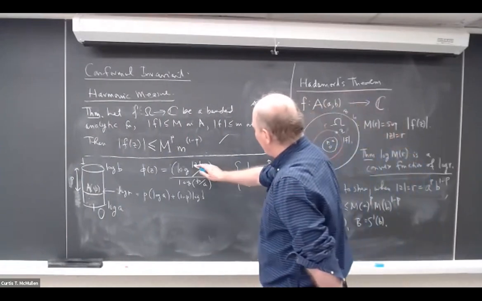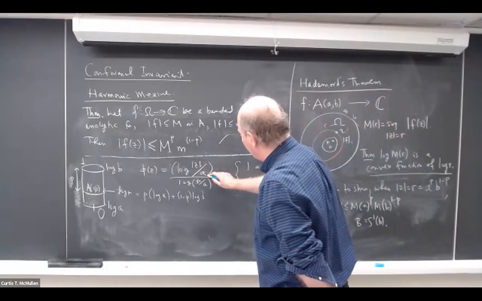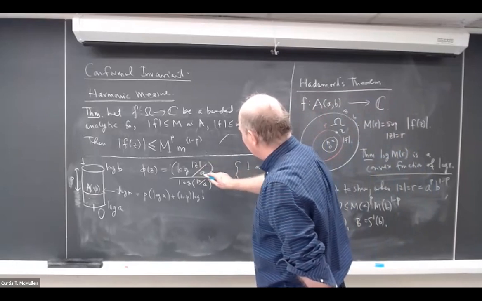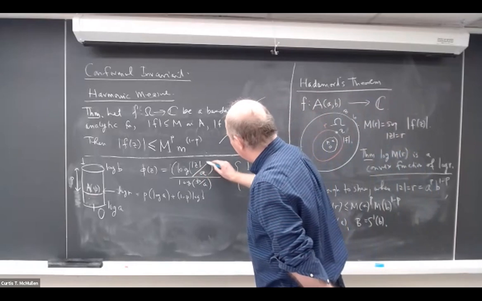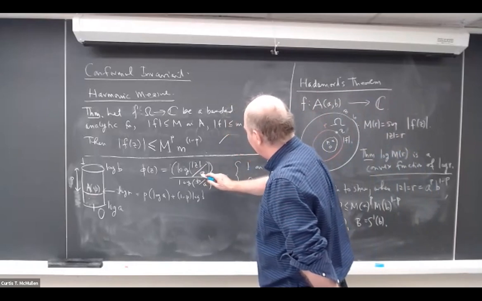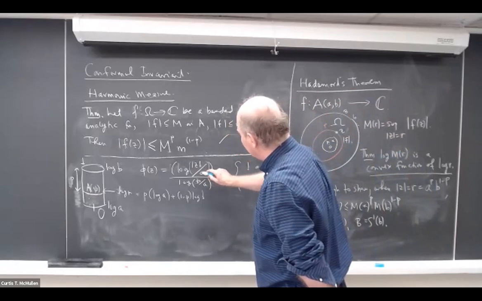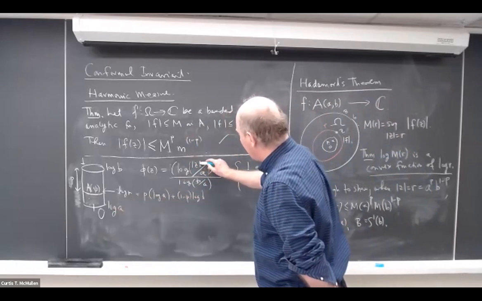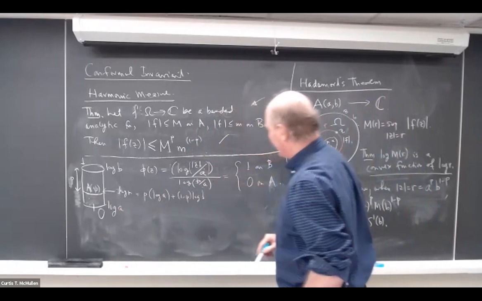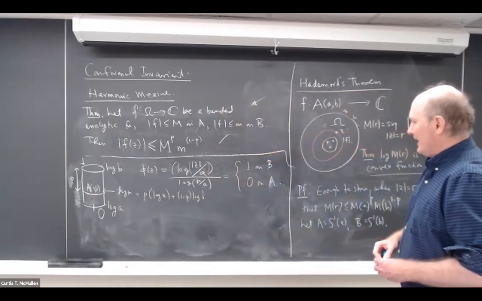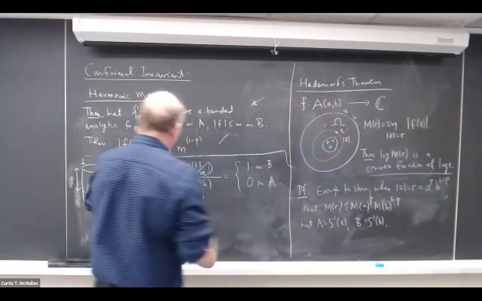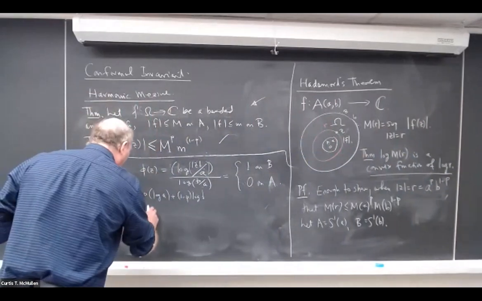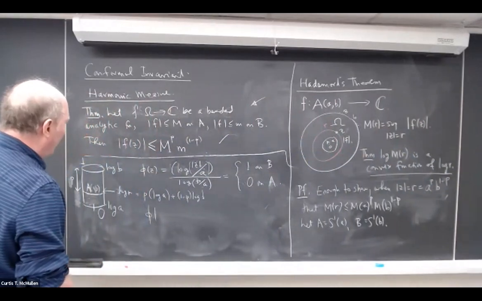Okay, so this is harmonic because the logarithm is harmonic. I've normalized it so that when Z has modulus A, you're on the bottom boundary of the cylinder, and this is equal to 0. When you're on the top, you get B over A, and we've divided by that constant on the bottom.